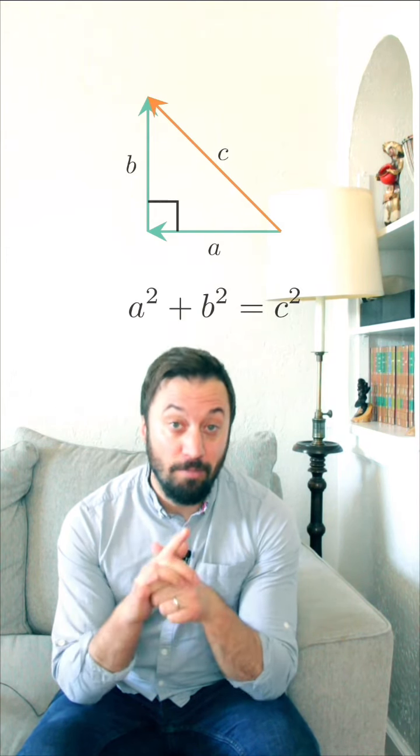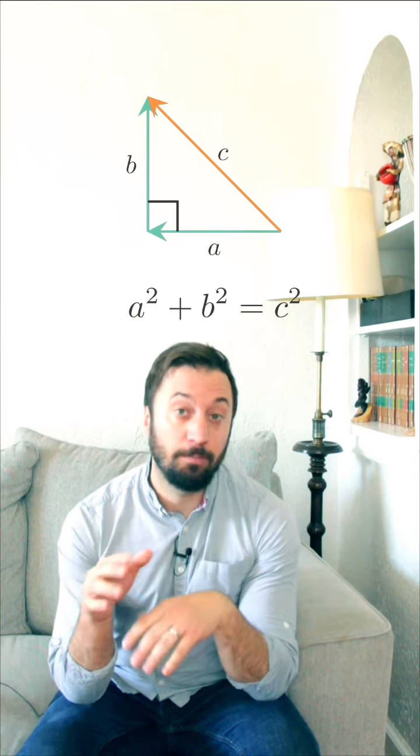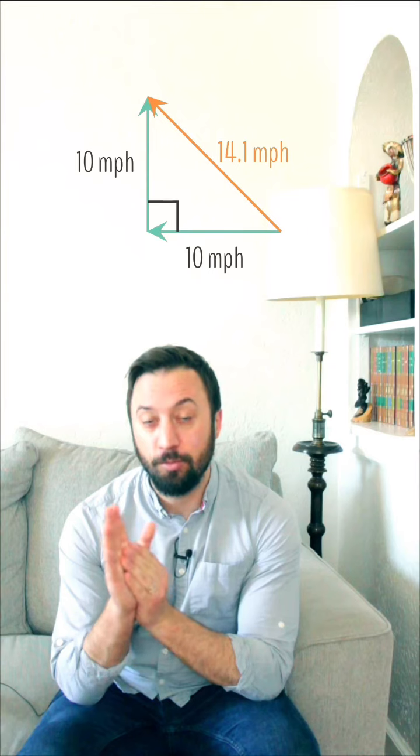So in this case, the magnitude of your velocity, which is the total speed you're going, actually turns out to be about 14.1 miles per hour, not the straightforward addition of the two speeds. So hopefully that makes sense on why it's important to consider things in vectors when it comes to dealing with complex situations. And thanks for watching.